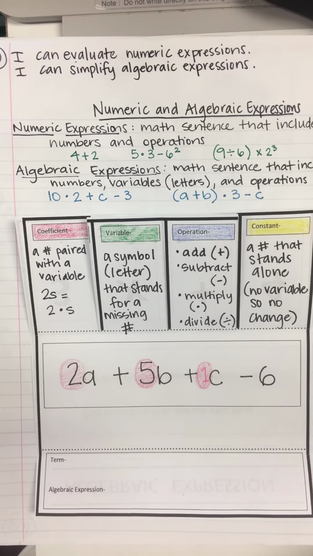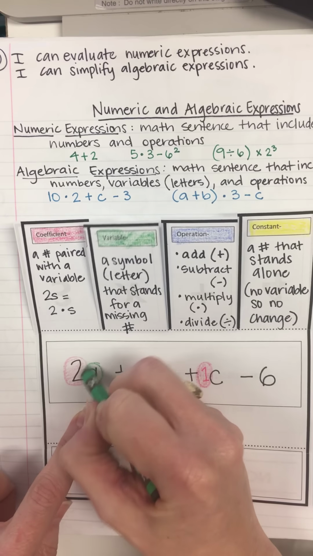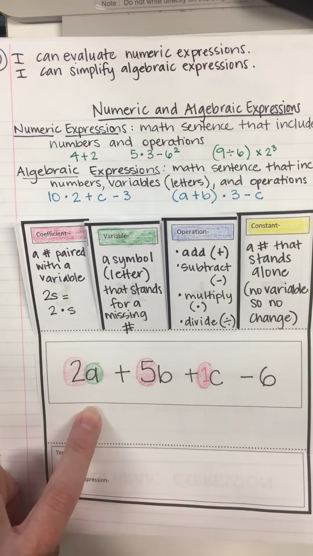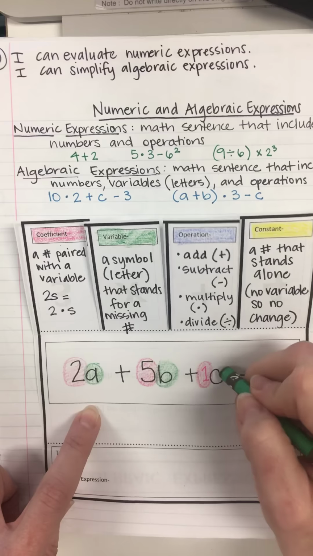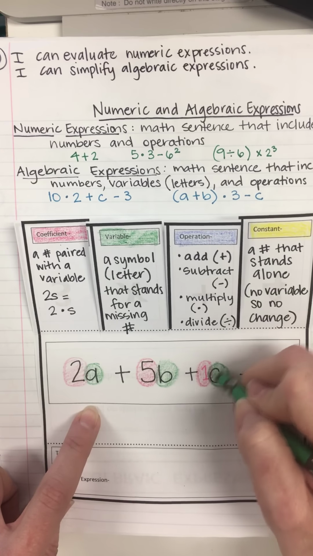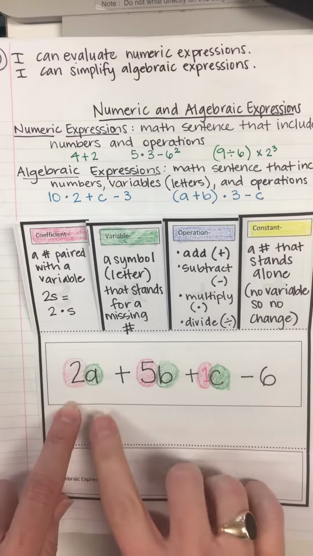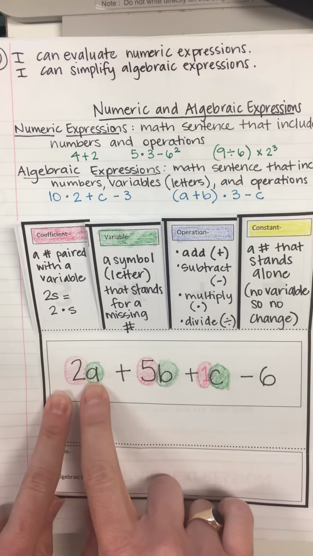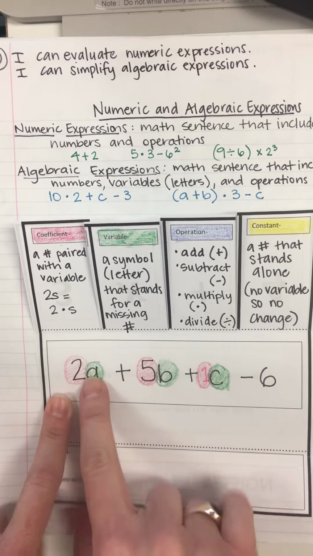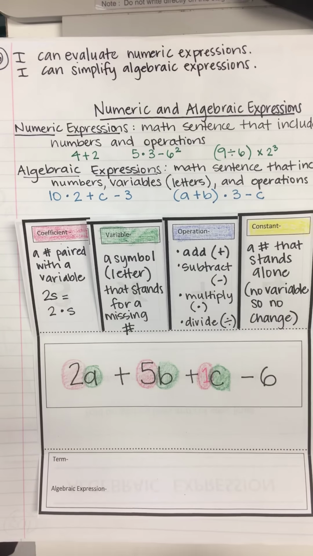The next thing that we talked about were variables. So I see an A, which stands for some number, a B, which stands for some number, and a C, which stands for some number. Now I want to point out that if A were 5, this does not mean that it would be 25. It means we would do 2 times 5. So keep that in mind.